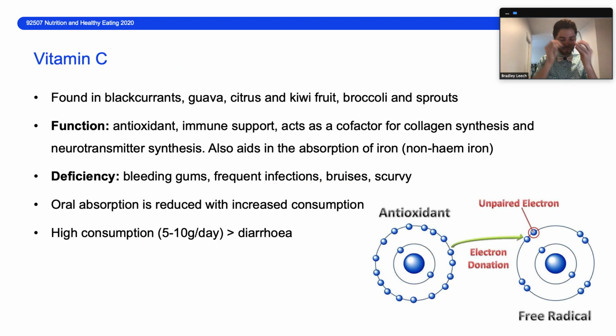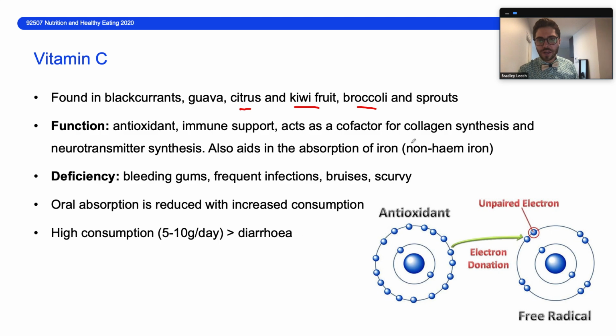Vitamin C, right, another potent antioxidant. Vitamin C is only found in plant-based sources, so your citrus fruit, your kiwis, your broccoli, and so forth. Some of its functions, it also acts similar to vitamin E as an antioxidant.